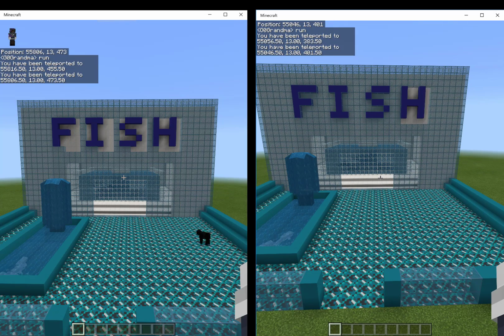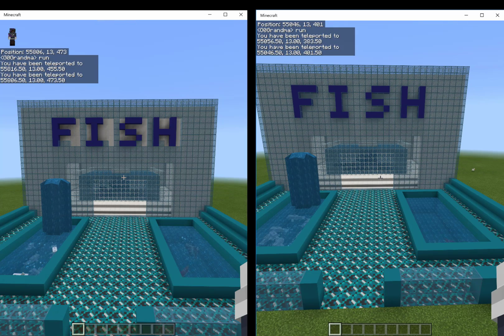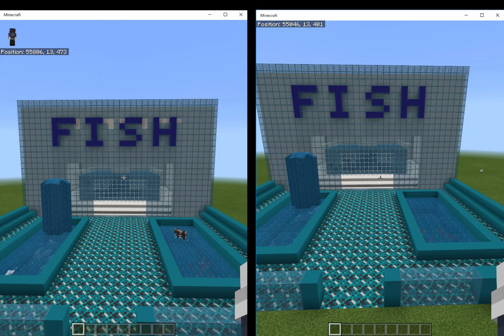Left is old, right is new. Look at that. Right is finished. Wow. And look at the left. The spaces are still being filled in. How about that? Fantastic.